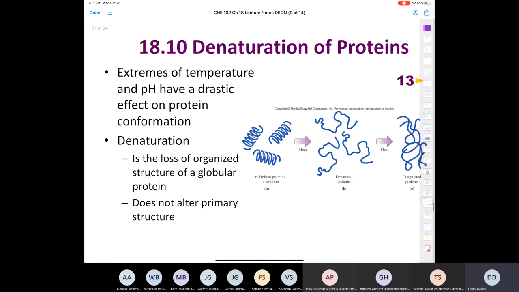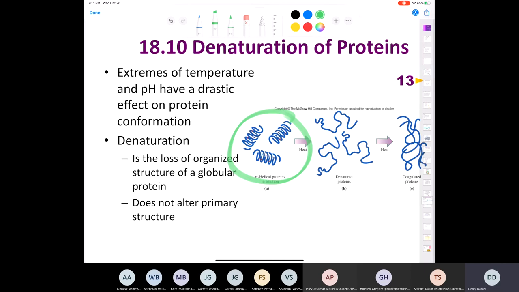Let's talk about denaturation a little bit. So I told you that if you affect a protein in such a way that you destroy secondary, tertiary, or quaternary structure, we call that denaturation. And extremes of temperature and pH can have a drastic effect on protein conformation. Think about it. What holds alpha helices together? Nothing more than hydrogen bonds. So if you put an alpha helix in an extremely acidic environment, what's it going to do? It's going to protonate the oxygens of the hydroxyls, and it's going to break those hydrogen bonds.